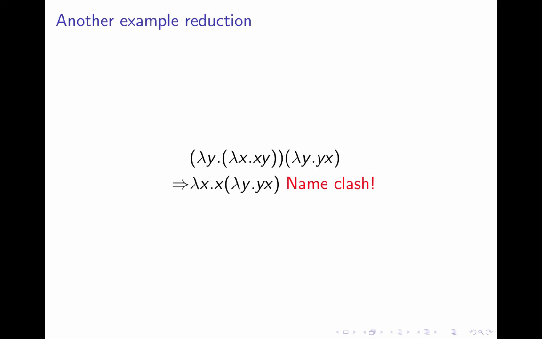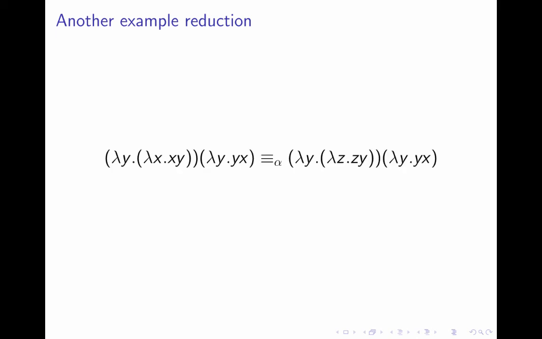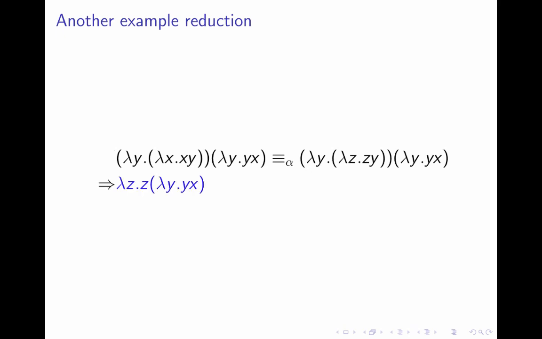What do we do about that? We rename one x, we'll call it z instead. So instead of lambda x dot x y, we'll call it lambda z dot z y. And if we do that, we can substitute quite nicely. So that's another example reduction.